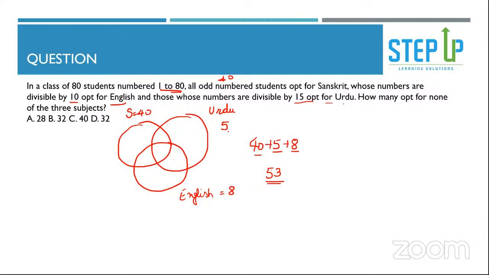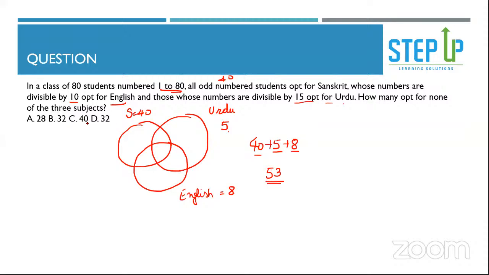But there is some repetition, right? Are you using that logic? N of A plus N of B. $32. What is 32, Binay? How many opt for none of the 3 subjects?